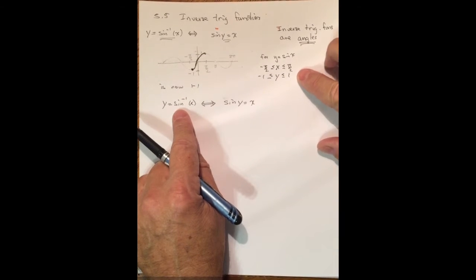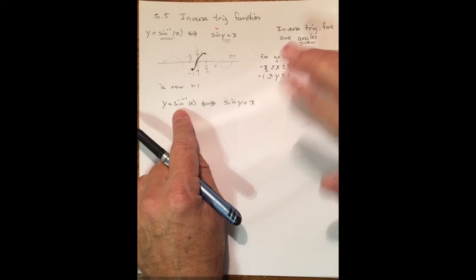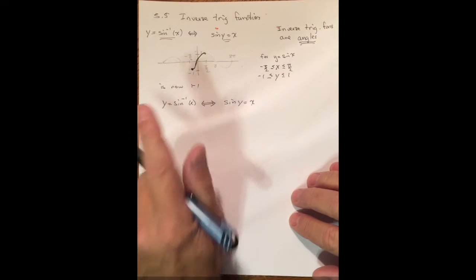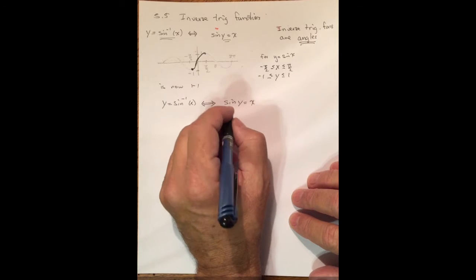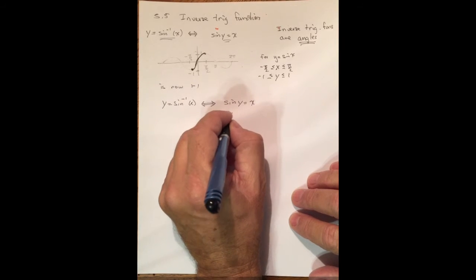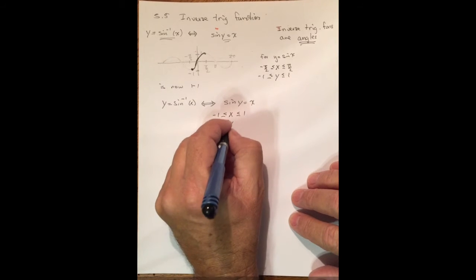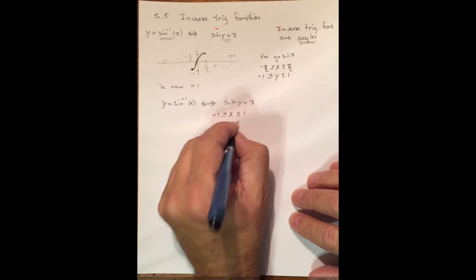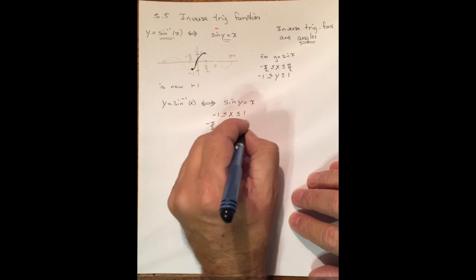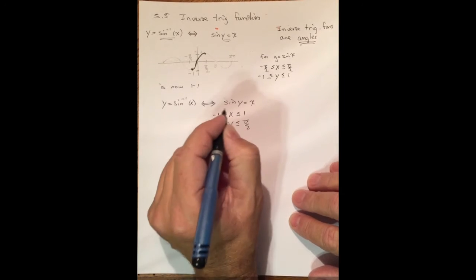Now, what's going to be the domain and range? Well, we know when we do an inverse, x and y swap. So in this situation, x is going to be between -1 and 1, and y is going to be between minus pi over 2 and pi over 2.